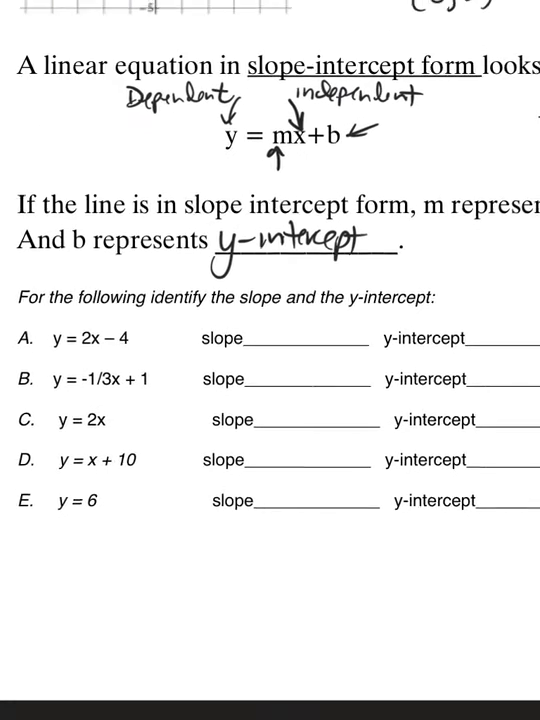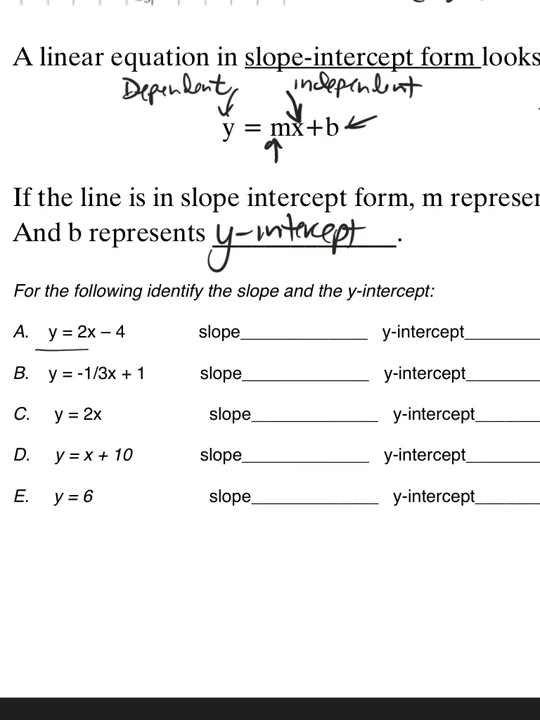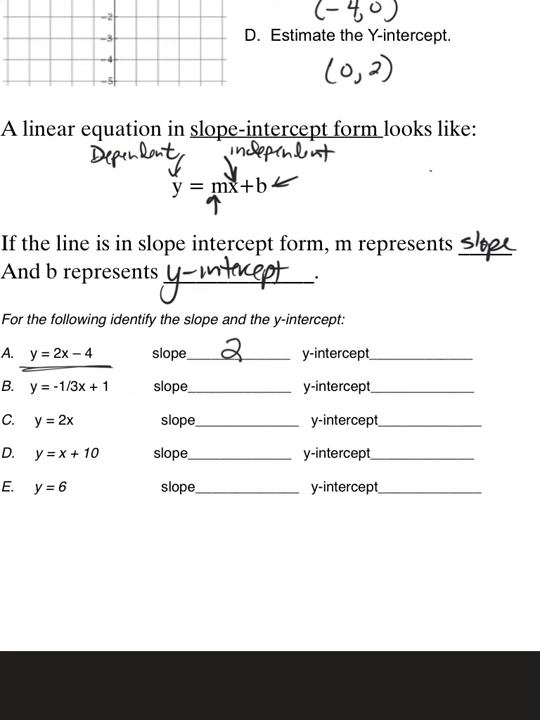So for instance, if I look at A and I'm trying to identify the slope and the y-intercept, the slope, notice, is always paired up with the x, the independent variable. So the slope for A is 2. The y-intercept is the ordered pair (0, -4). Again, the slope is 2, and the y-intercept is (0, -4). For B, I have -1/3 next to the x. That's the slope. The y-intercept is going to be (0, 1).